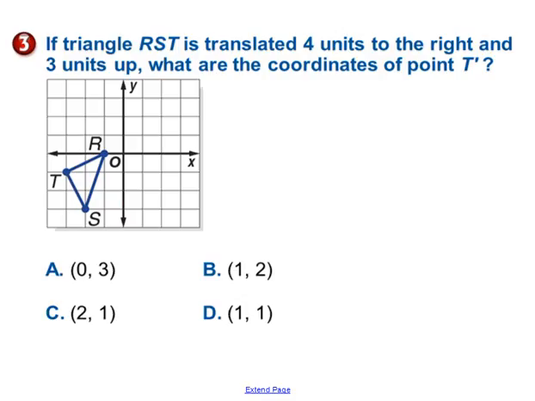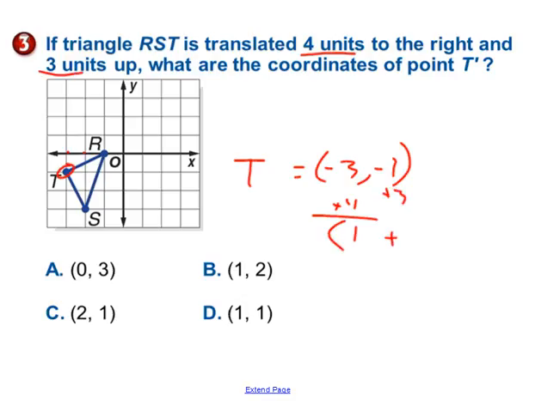A triangle RST is translated 4 units to the right and 3 units up. What are the coordinates of point T? So we're just asked to find the coordinate of point T. The starting point for T is -3, -1. If I'm moving 4 units to the right, that would be +4, which would give me 1 in my x value. And then 3 units up, so +3 here would make it a +2. 1, 2 should be my correct answer. So letter B is the correct answer for T prime.